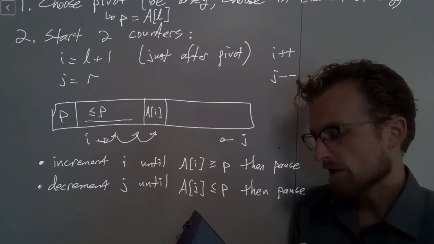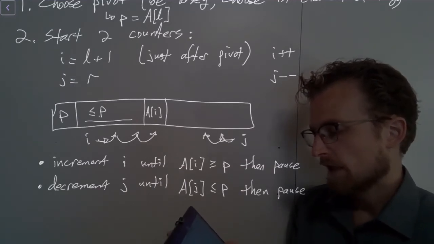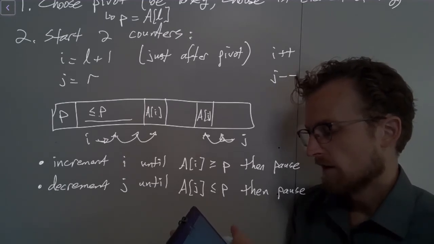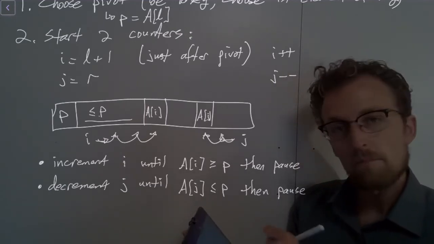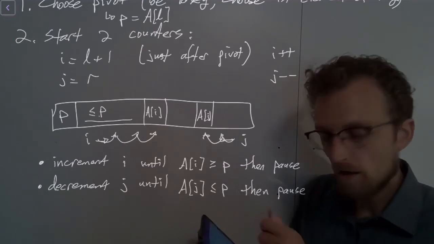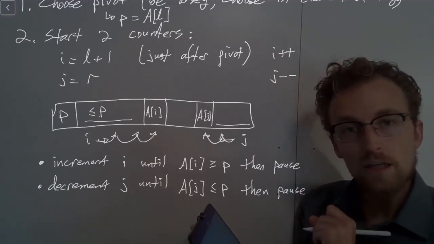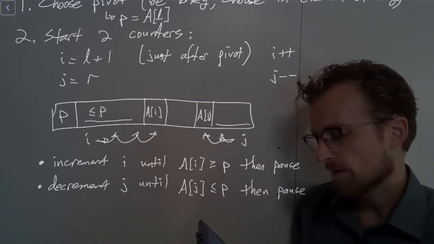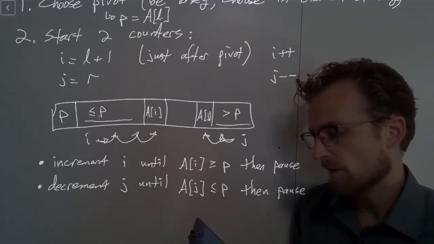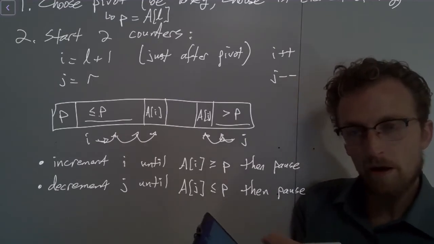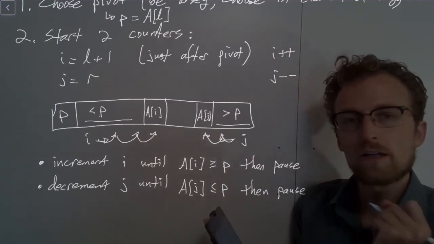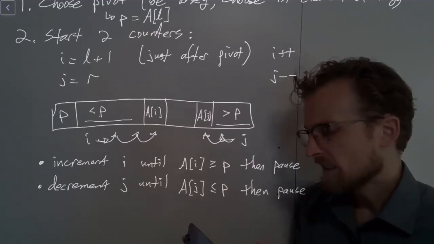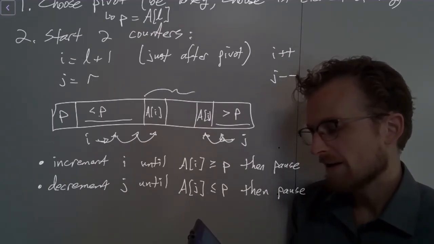All right, so here's our picture. J is decrementing, and suppose it stops right here. So here's j. Okay, so what does that mean? That means that the fact it got that far tells us that everything here is strictly greater than the pivot. And in fact, I need to revise my earlier statement and say everything here is strictly less than the pivot. Okay, so what does that mean? That means that the pivot belongs somewhere in here.